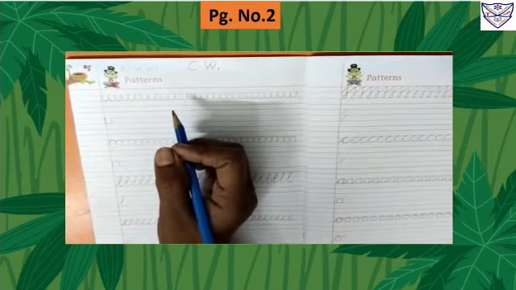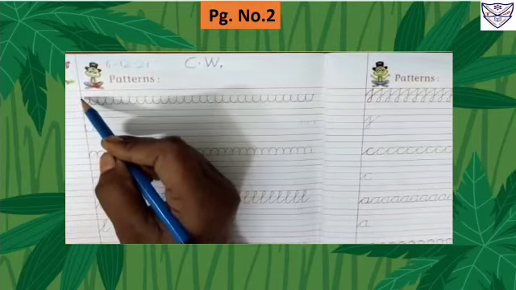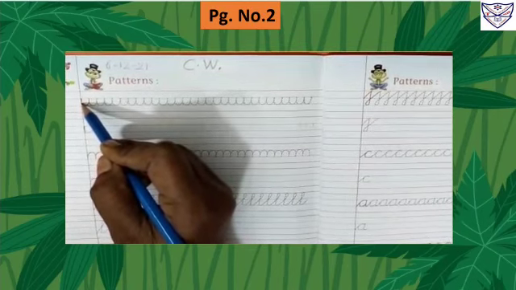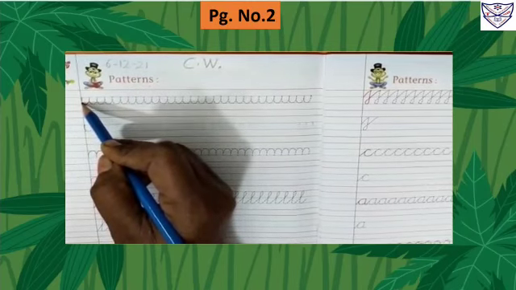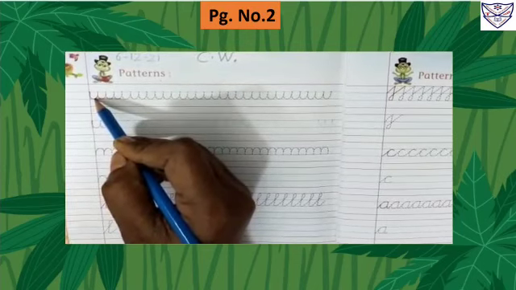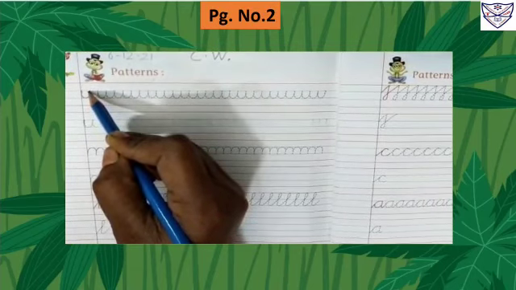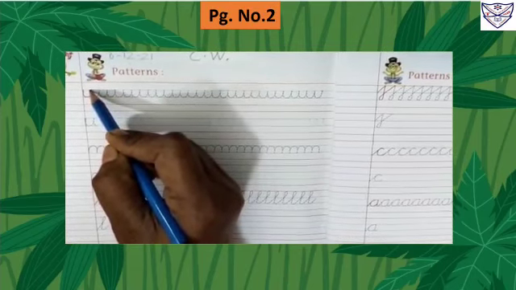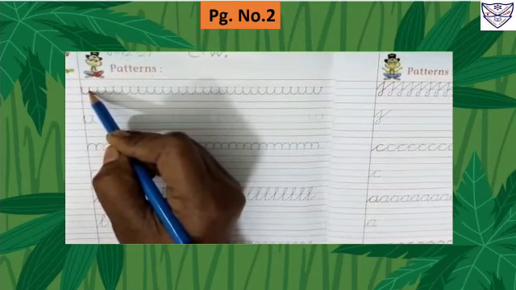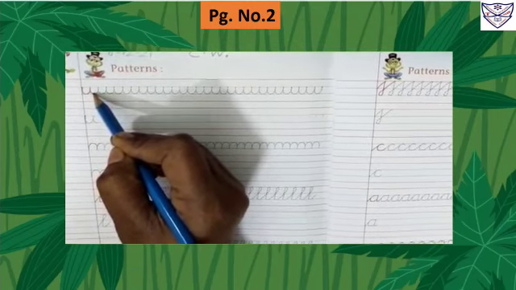So let's see how to do these patterns. First of all, put your pencil point on the first blue line. Make a standing line up to the second blue line. Then make a curve, small curve on the second blue line. Go up, make a standing line up to the first blue line. Come down on the same standing line up to the second blue line. Make a small curve on the second blue line.